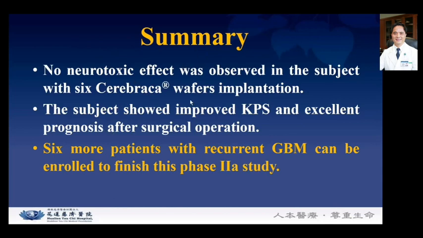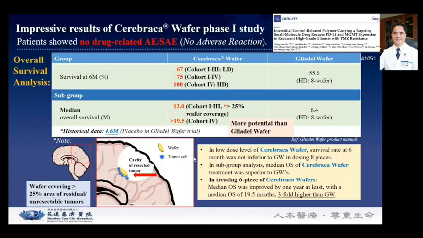The summary is that we did not see any side effect in these patients after implanting six cervical wafers into their resection tumor beds. Overall, in our clinical trial patients, we did not see any drug-related adverse effects or severe adverse effects. And we published this paper here.